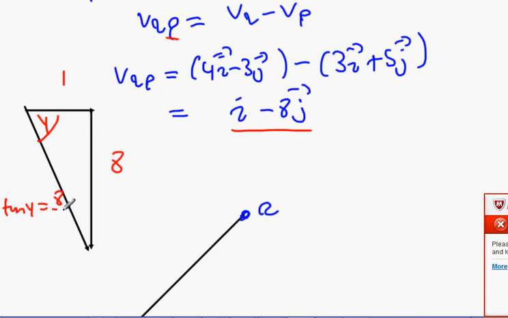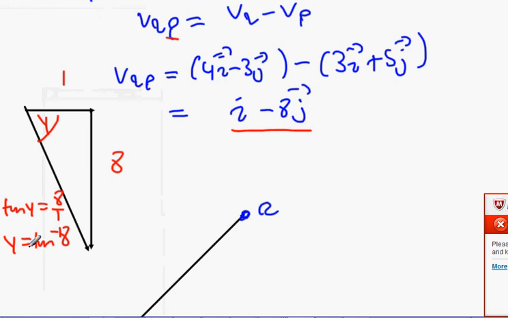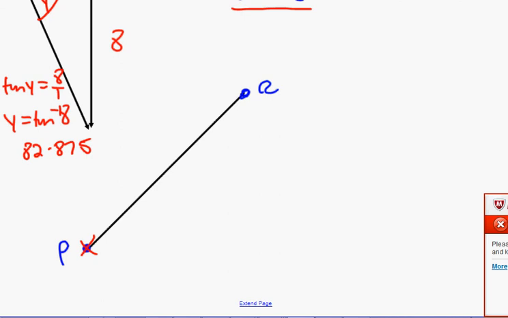Tan Y equals 8 over 1. What's tan inverse 8? 82.875 again. So we're just going to not round it off. When you get a 5 at the end, you're not going to round it off because it's just too big of a round off to do. It's like dead center, so you're not going to do that. Now, look what happens.